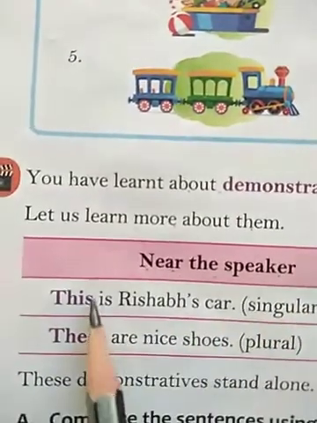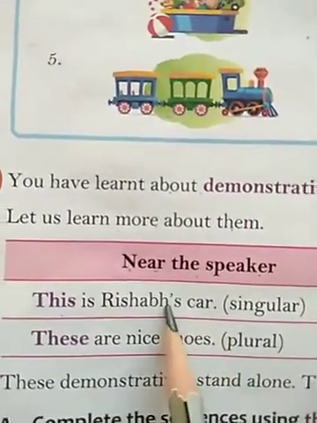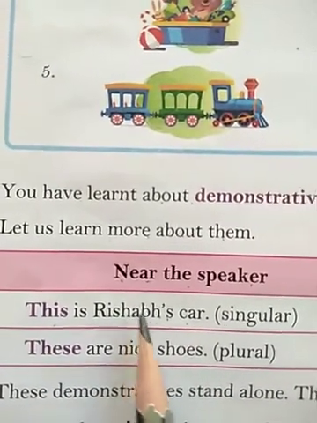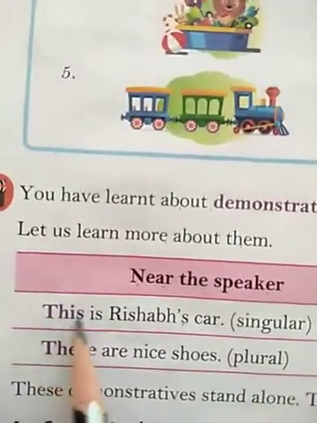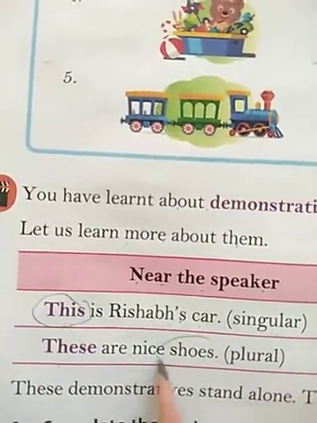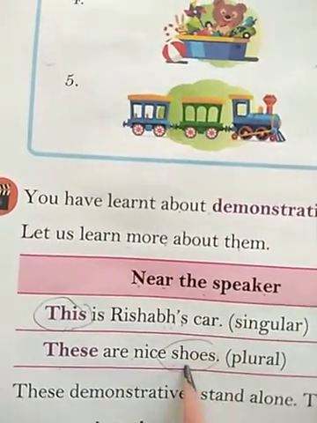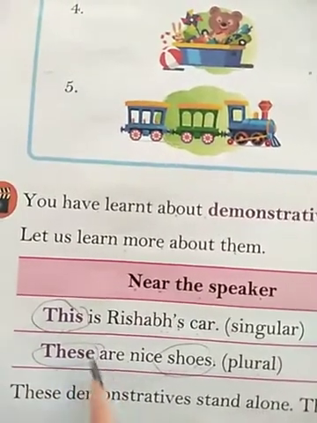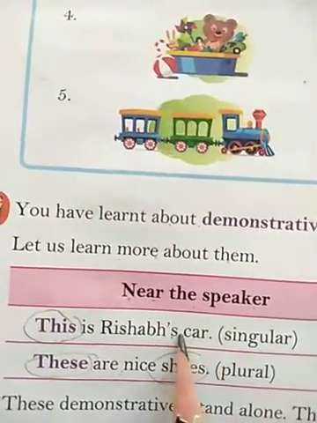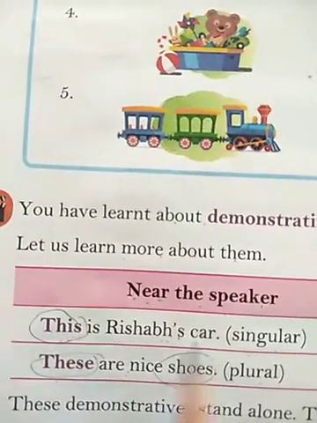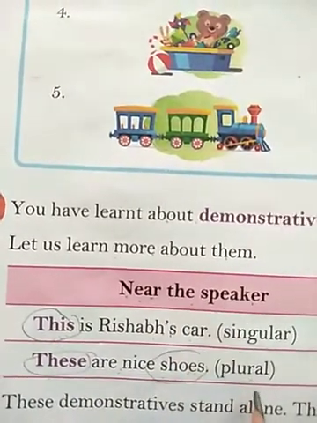Near the speaker. This is Rishabh's car. Now students, if the object in the sentence is near to the speaker and if it is singular, then we use this demonstrative. These are nice shoes. Here, shoes, the object is near the speaker and it is plural. Now shoes are plural, so we use these. So in the sentence, if the object is near to the speaker and it is singular, then we use this demonstrative, and if the object is near to the speaker and it is plural, then we use these.